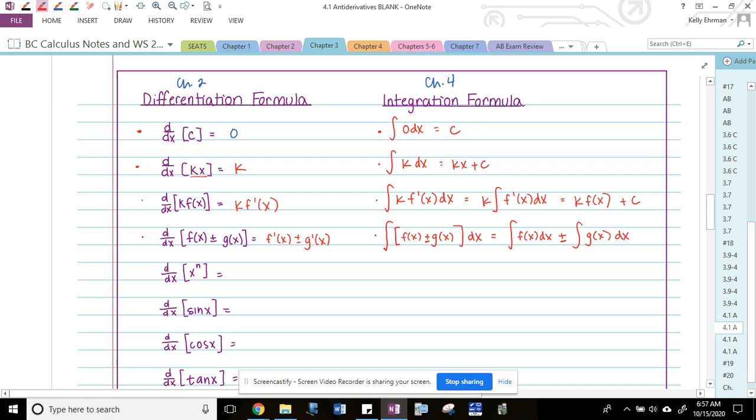I don't have a plus c yet because I haven't actually taken the antiderivative. I haven't figured it out. I don't know what f of x and g of x are, so I can't really take it further than this because those aren't derivatives or anything. So just know that we're allowed to split up integrals just like we're allowed to split up derivatives.